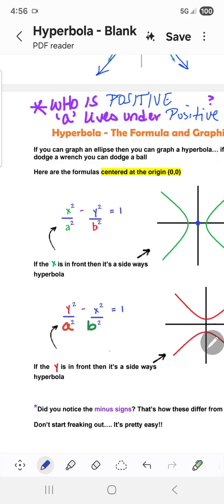Who is positive? Well, remember, with a hyperbola, we know it's a hyperbola when the x is squared and the y is squared and the terms are subtracted. When they are subtracted, that means that the first term is the positive. So, in this case, x is in front. X is positive, and this hyperbola opens left and right, or sideways. Remember, x is a horizontal axis, so it opens left and right.